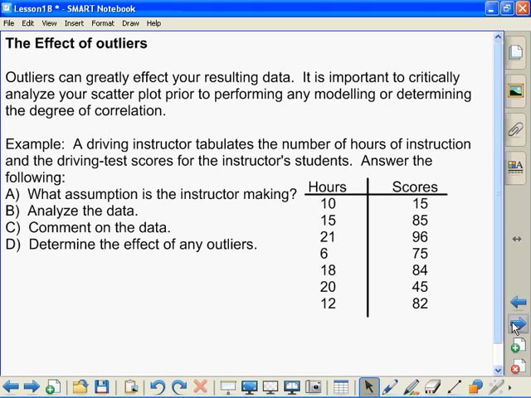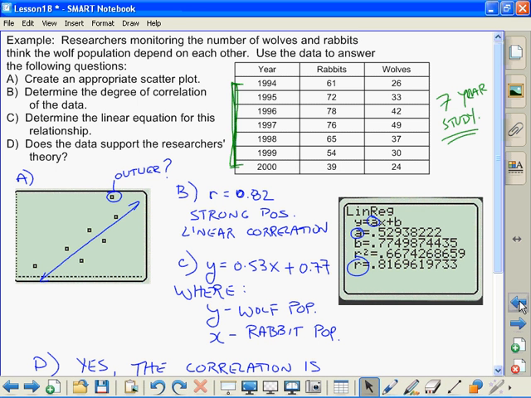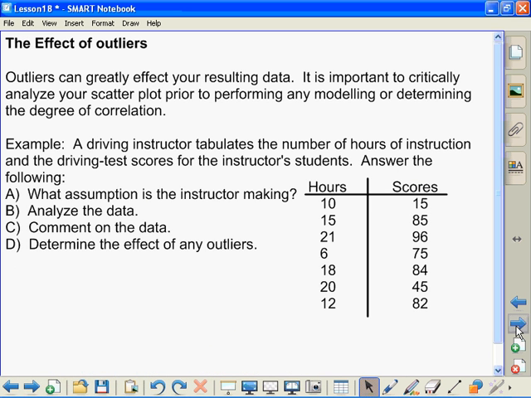Effect of outliers. Outliers can greatly affect your resulting data, and it's important to critically analyze your scatter plot. That's very similar to what I was looking at before. I saw an outlier. I saw my R value in this example wasn't too bad. It is strong. Taking out the outlier would only make it that much stronger. So the question is, how much stronger would it have made it? In this example, we want to look at what effect the outlier will have. So I'm going to enter this data into the calculator, and we'll go from there.